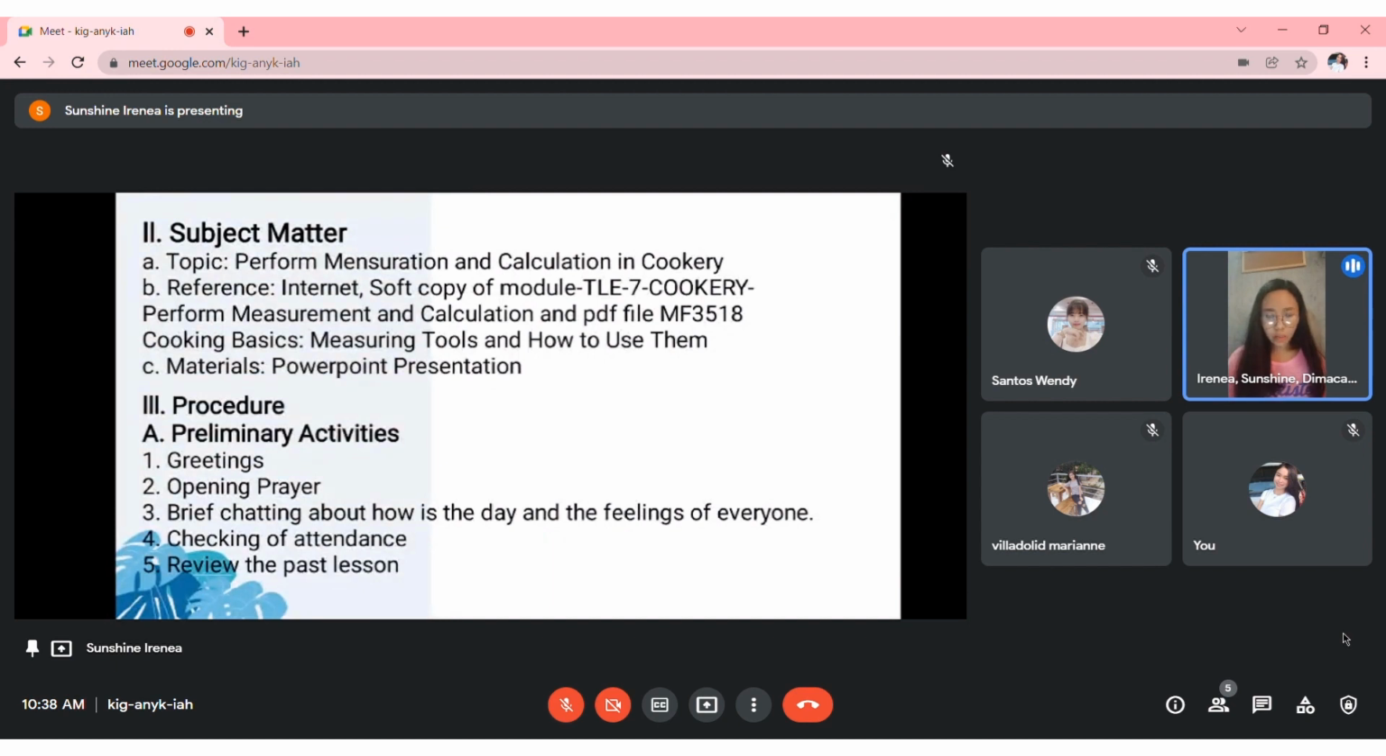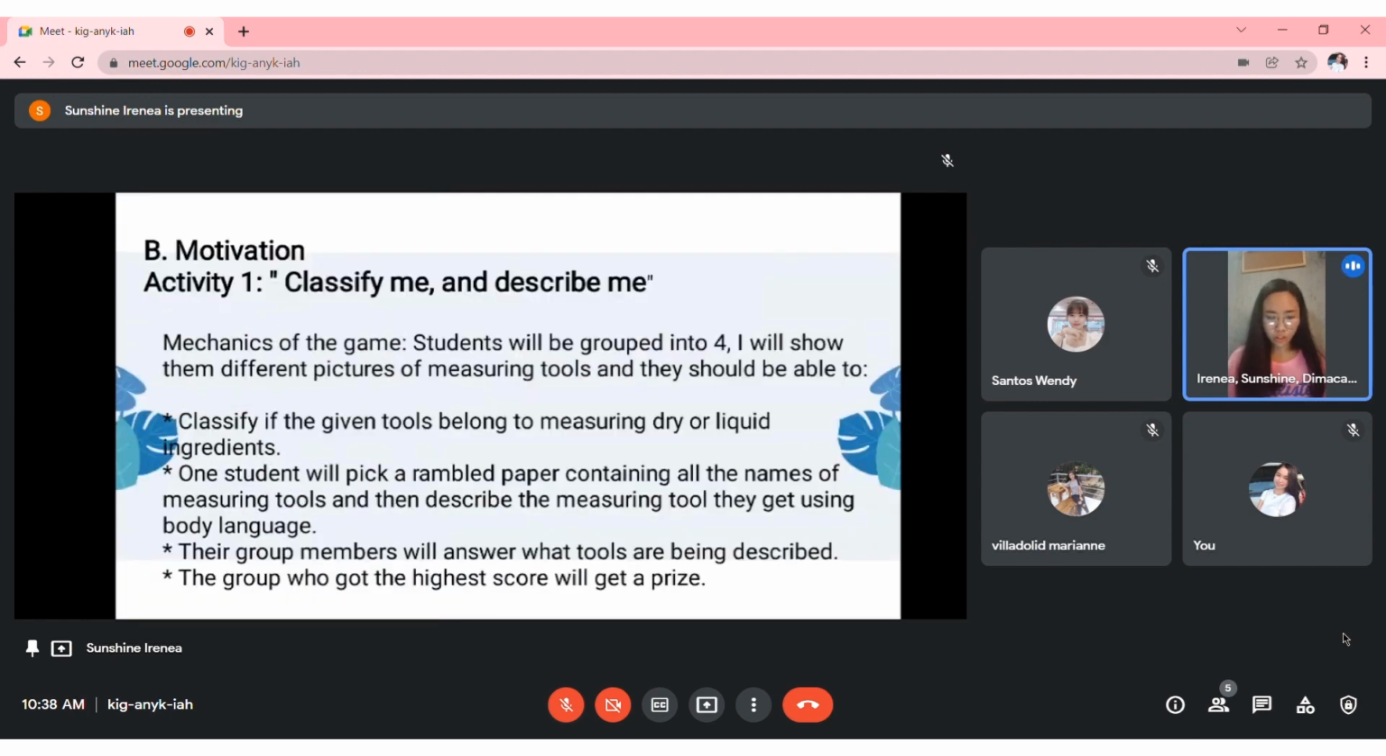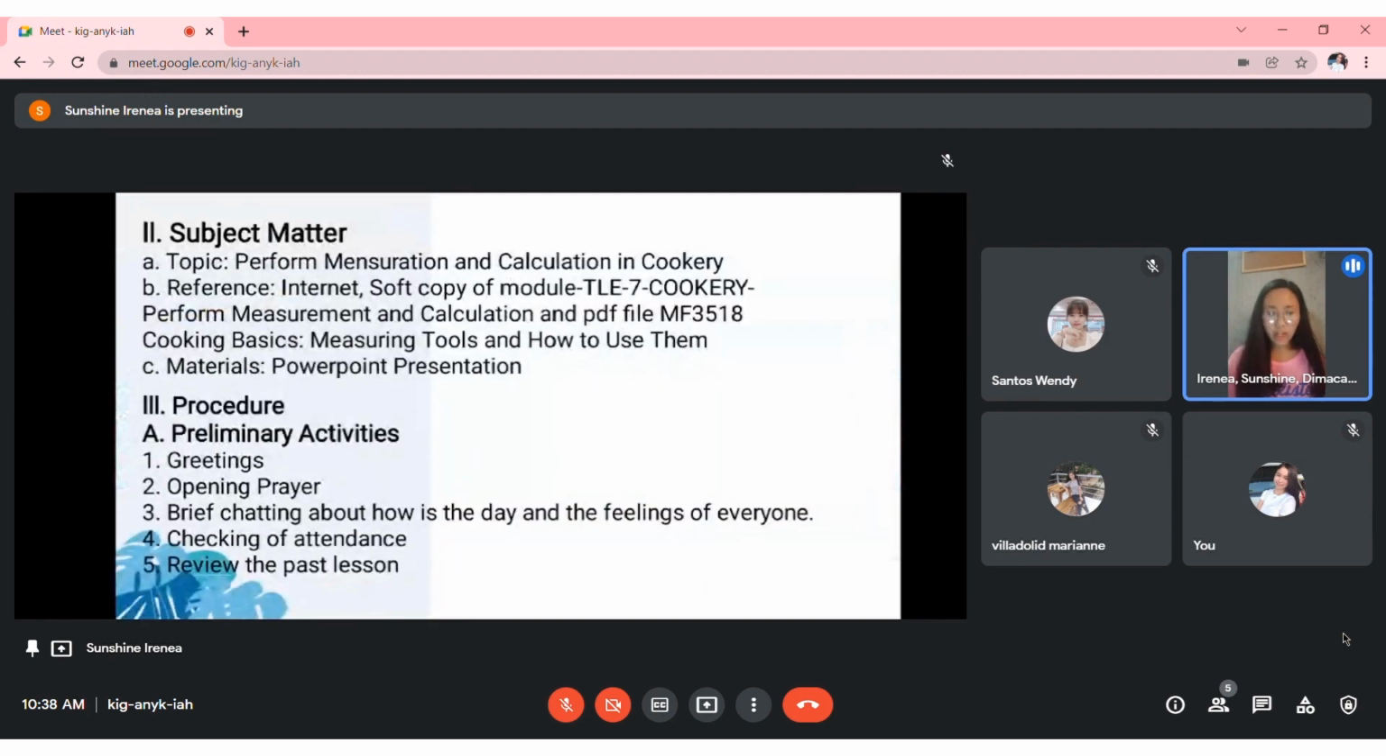So next is the procedure. We have the preliminary activities and the motivation. In preliminary activities, this is how we will start the class. So I include first the greeting, then opening prayer. Next is brief chatting about how is the day and the feelings of everyone. Then next is the checking of attendance and review of the past lesson.